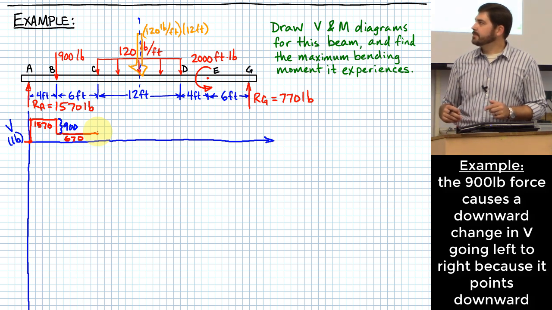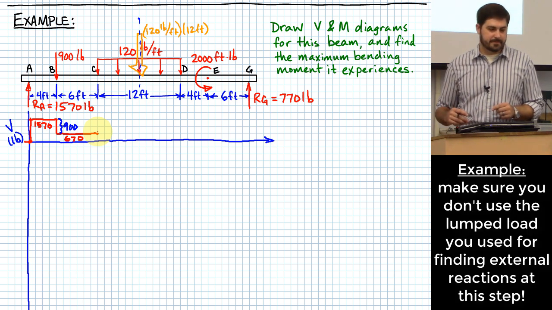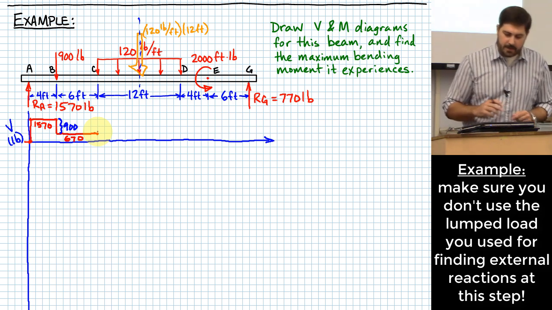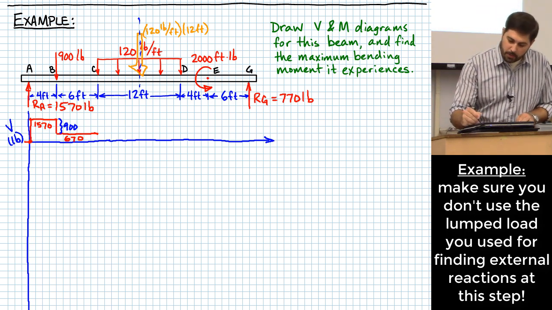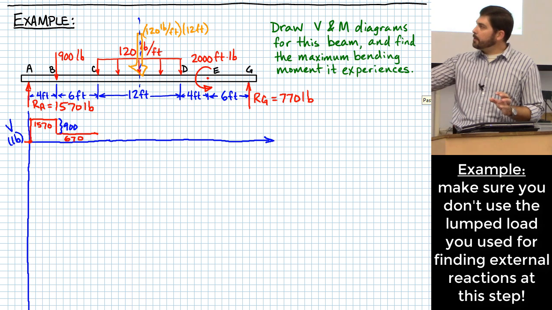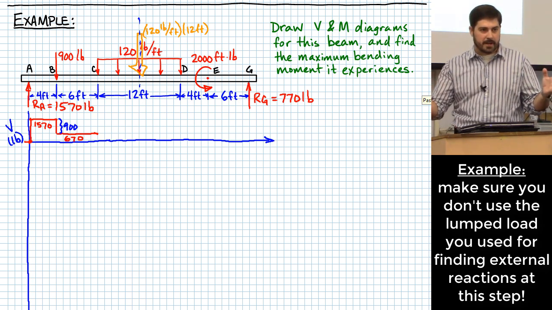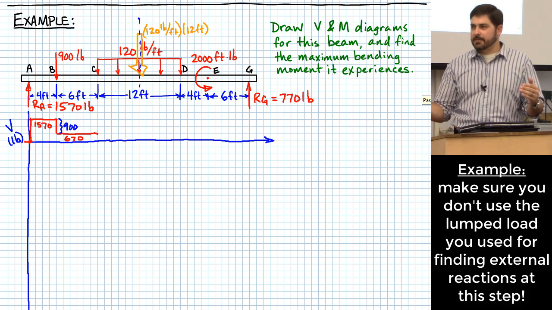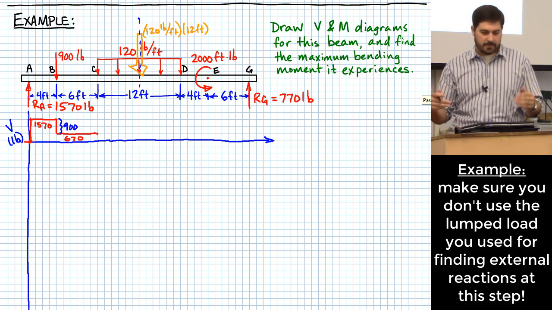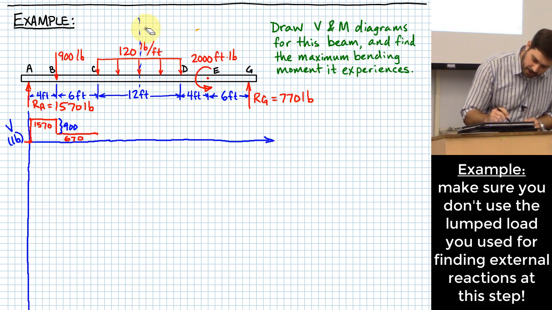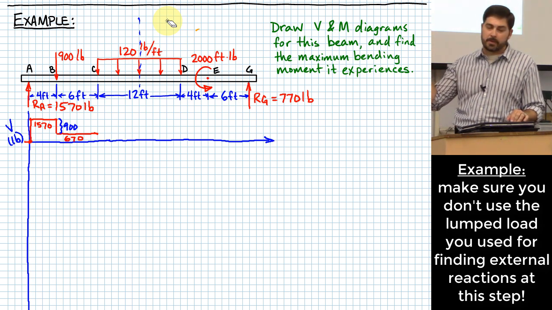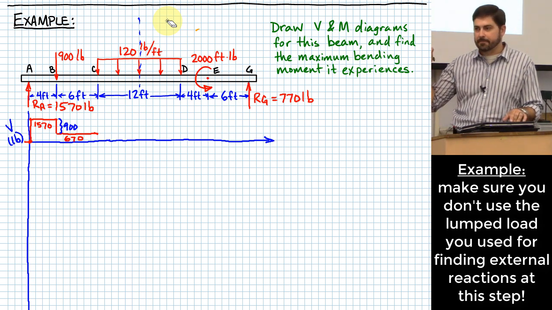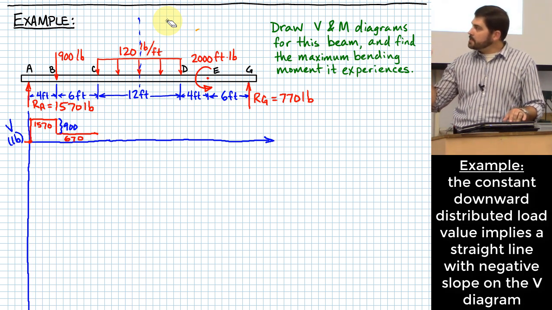All right. Now what happens here? The first thing I want to make a huge emphasis on is once you get to this point, you used that lumping of that distributed load to find external reactions. You are not going to be using it to find these V and M functions. So I'm going to go ahead and erase this up here because it doesn't matter anymore. We found the external reactions. We don't need that anymore. We need to look at the actual applied load, the actual nature of how it's applied. And it is this constant downward distributed load.